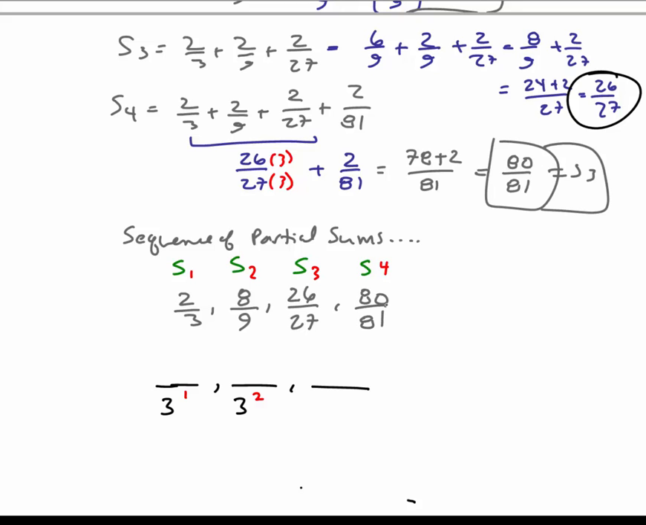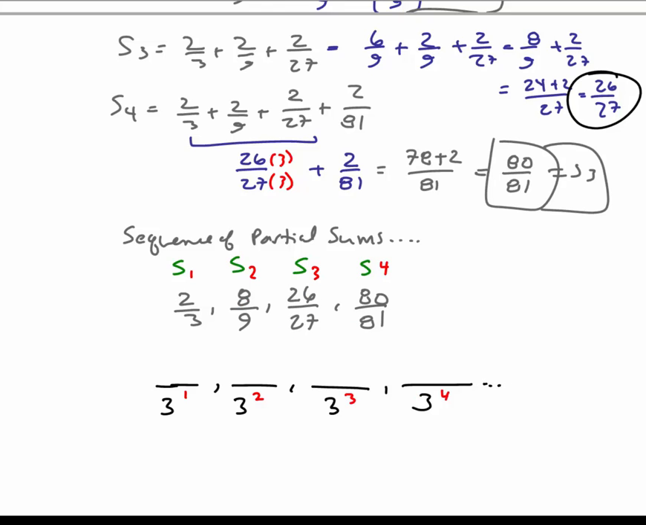Now my powers of 3 will work. So this is 3 cubed is 27. And then my next one would be 3 to the 4th. So that kind of takes care of the denominator, 3, 9, 27, 81. But let's look at the numerator. Okay, so I notice it's always 1 less than the denominator.